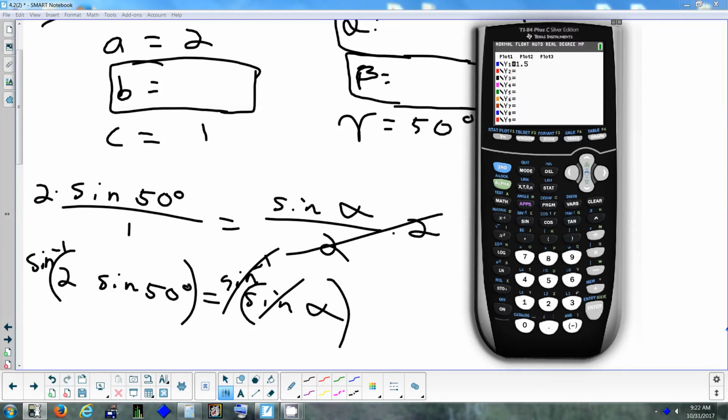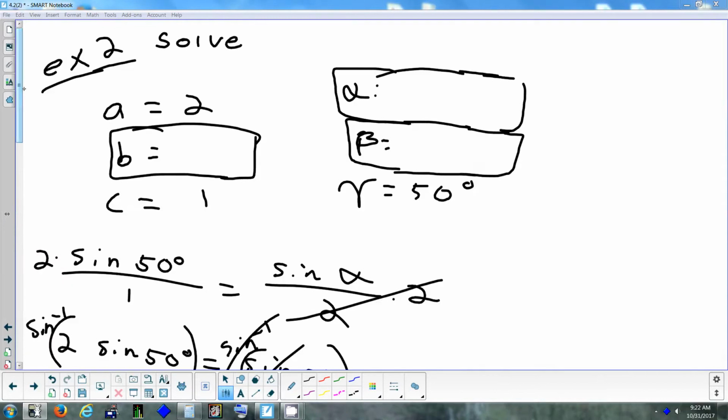So let me put 1.53, that's what we just got, and let me graph sine. And by trying to take the inverse sine, you're basically asking, where do these two graphs cross? Where do they cross? They don't. That's why you get an error. It's impossible. Okay? So I'm just trying to show you visually why you don't get an answer, and I just showed you on the calculator you get an error. So there is no solution for alpha.